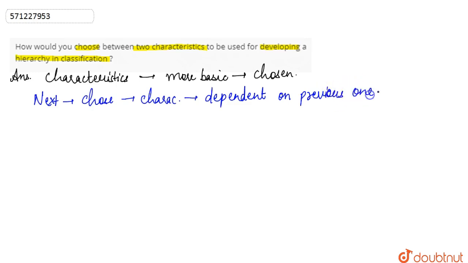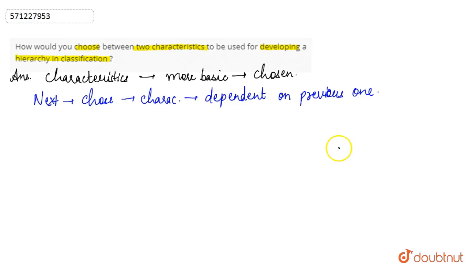That is dependent on the previous one and would decide the variety in the next level for developing a hierarchy in classification. So first we will choose that characteristic which is the most basic one, and then next we'll choose that characteristic which is dependent on the previous one.